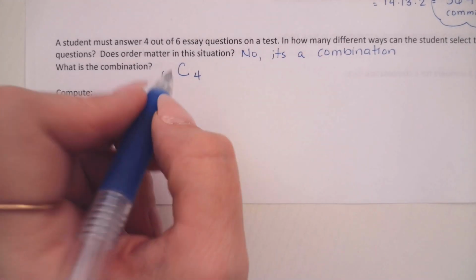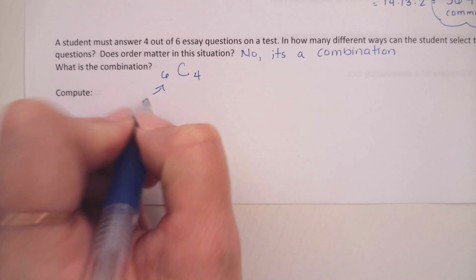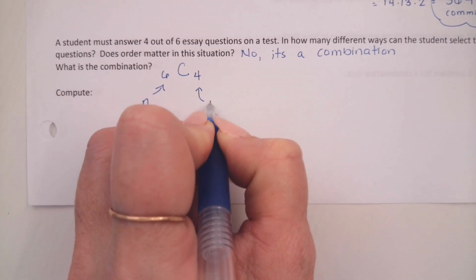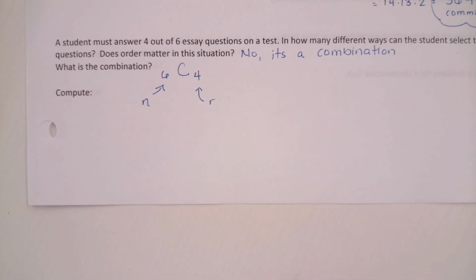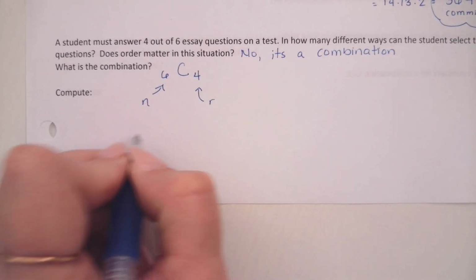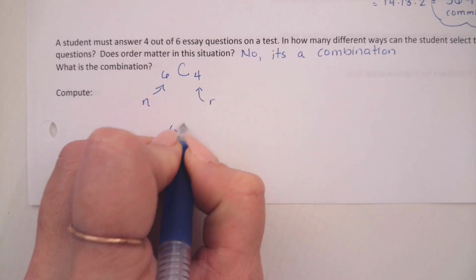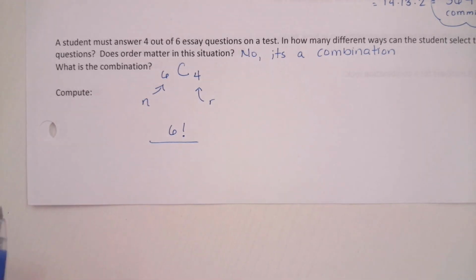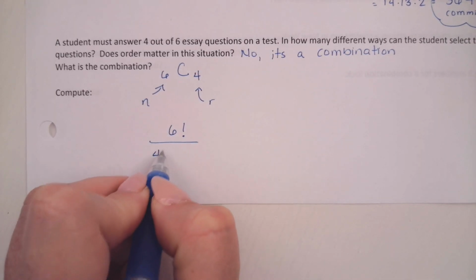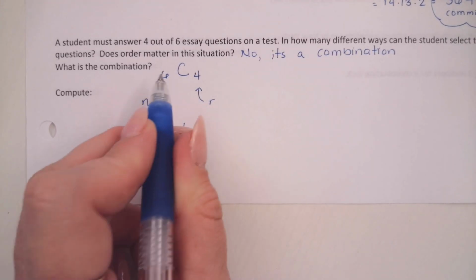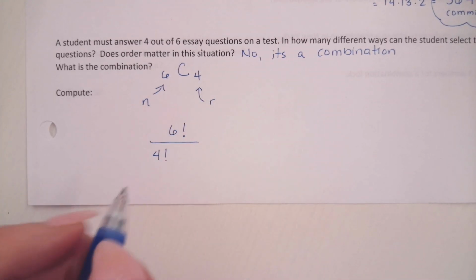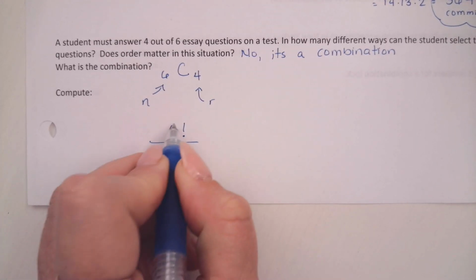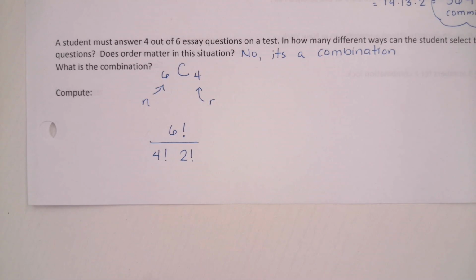Okay, the 6 is going to be our N value. The 4 is our R value. We'll plug those numbers into our formula, which on the top has n factorial, so on the top it'll have 6 factorial. On the bottom we have r factorial, and then we have n minus r factorial, which would be 2 factorial. This one minus this one factorial.